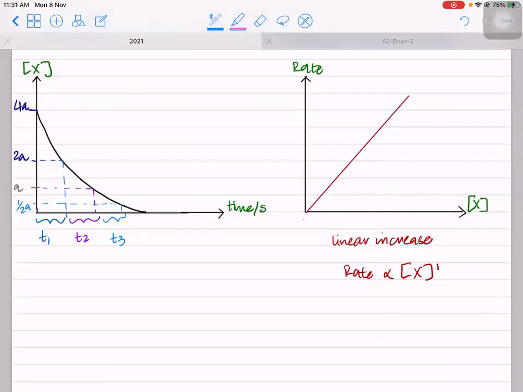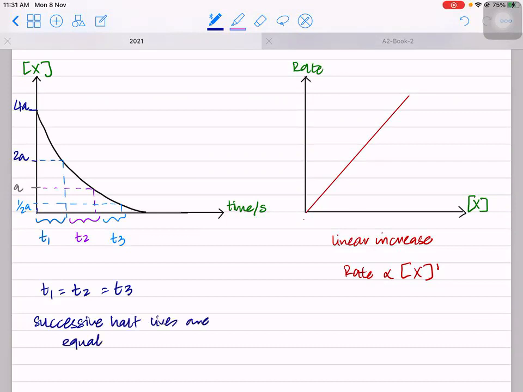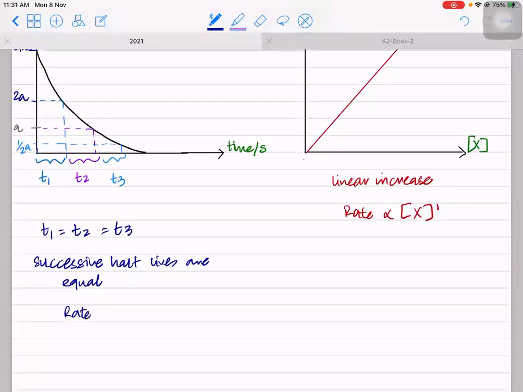So if successive half-lives, T1 is equal to T2 is equal to T3, or if successive half-lives are equal, that means it is first order. Rate is first order with respect to that reactant. If successive half-lives were decreasing, it is zero order. If successive half-lives are equal, it is first order. Is that clear?